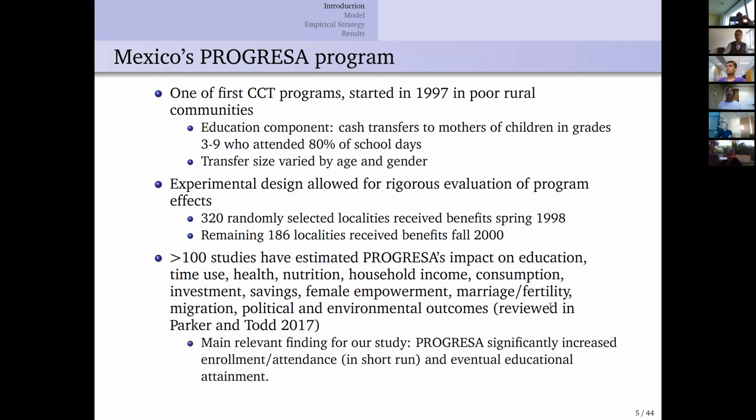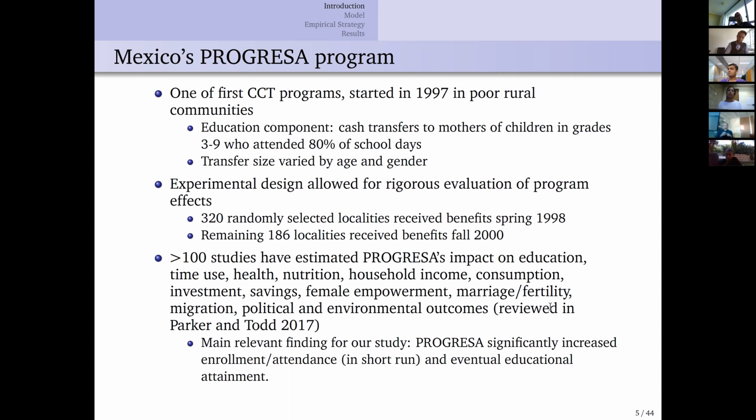And by now, over 100 studies have estimated PROGRESA's impact on a lot of things: education, time use, health, nutrition, et cetera. Thankfully, there's now a really great review paper by Parker and Todd in JEL that nicely summarizes all of this. But for the purposes of our paper, the main relevant finding is the fact that PROGRESA significantly increased enrollment and attendance in the short run and eventual educational attainment.